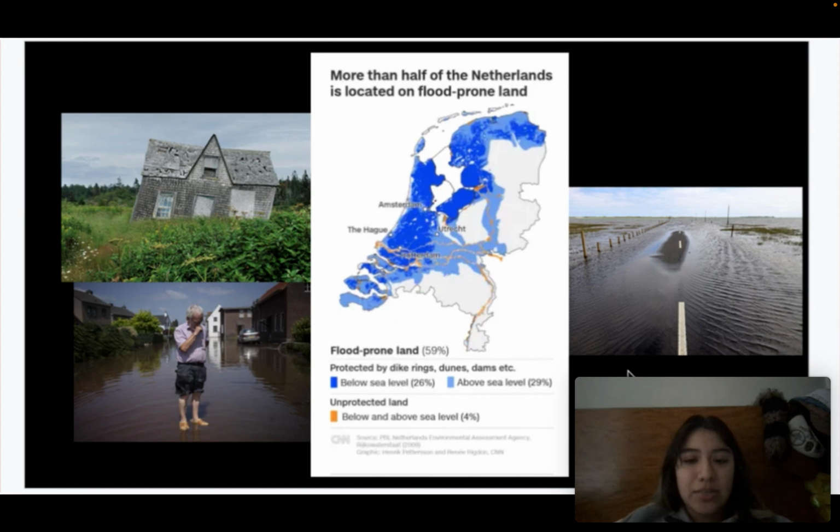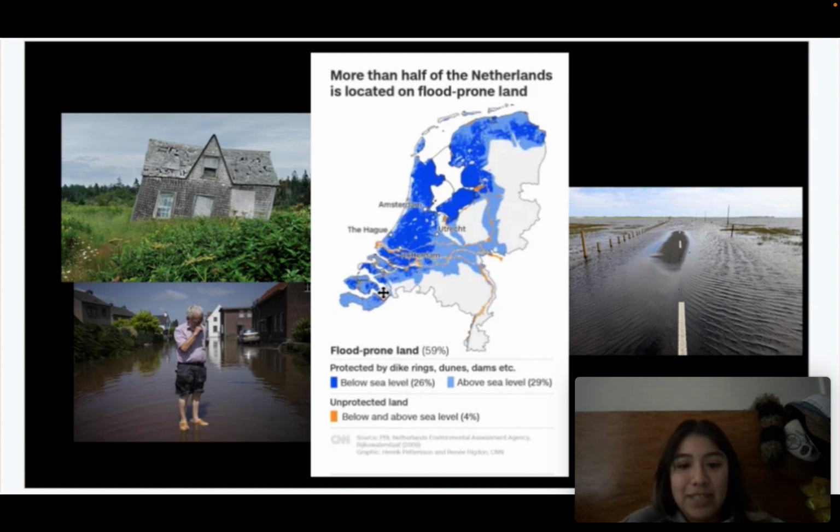The dark blue here is what's below sea level, which is 26%, and the light blue is what's above sea level, 29%, which is not that big of a difference. And then the orange is going to be below and above sea level land, specifically that is unprotected. So as you can see here, although this is below sea level, it is being protected by things like dike rings, dunes, and dams, which is going to be discussed right now.